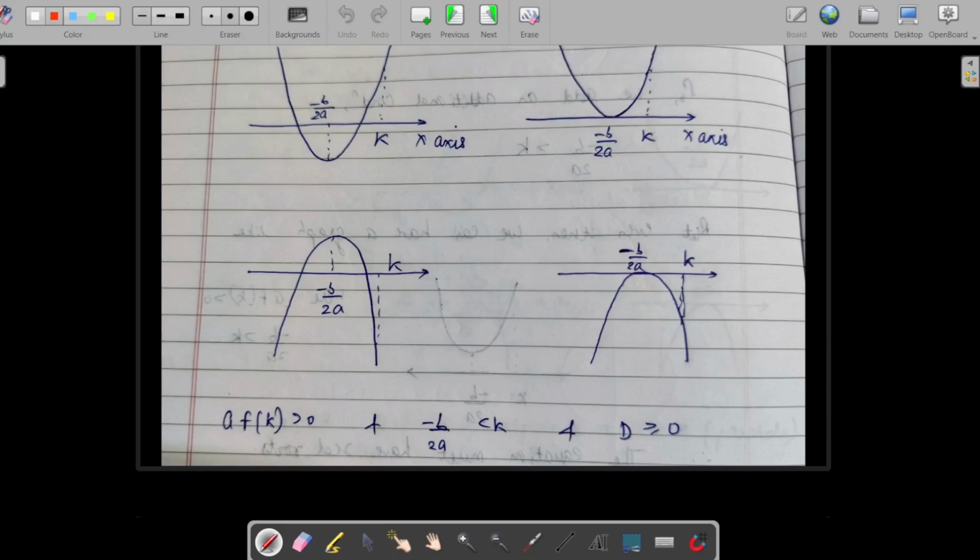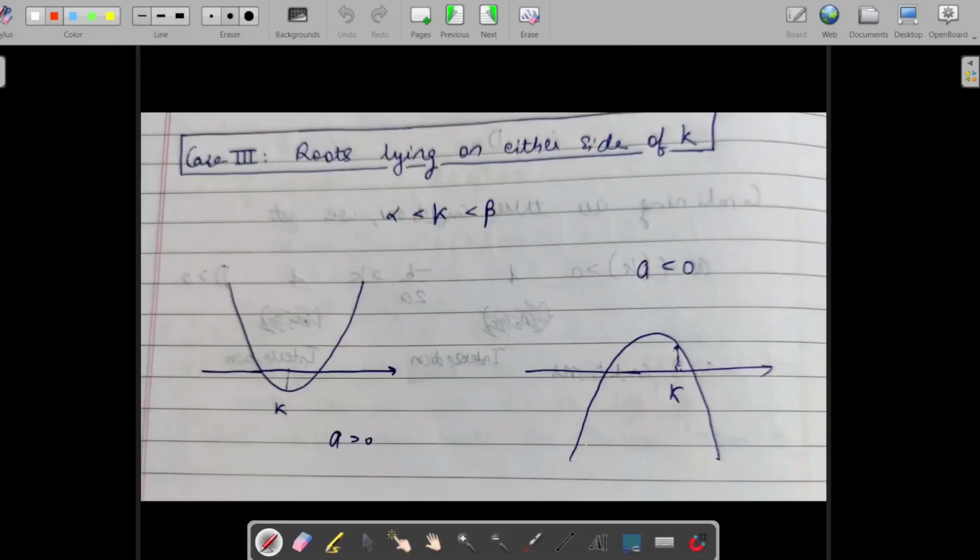So I hope you will be able to figure it out. Now, the next case is roots lying on either side of k. What it means is that this does not mean that k is the vertex, okay? k can be anything, k can be here also. But both roots, that is alpha and beta, are on either side of k.